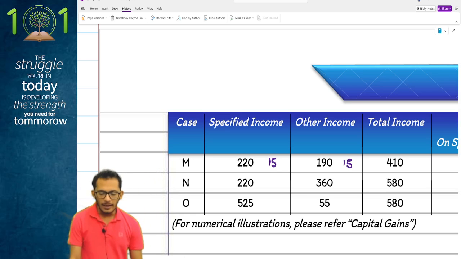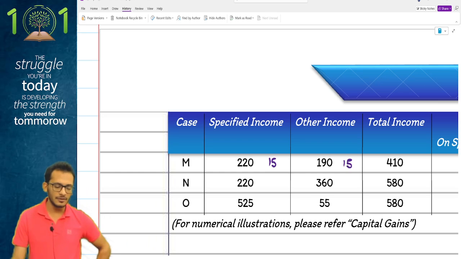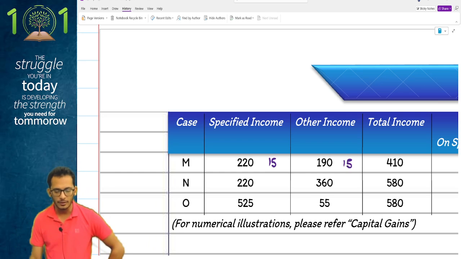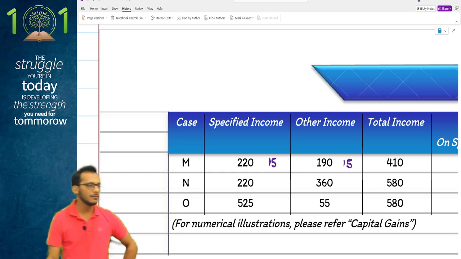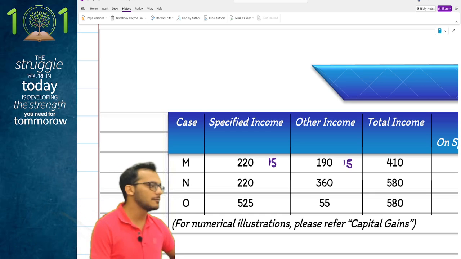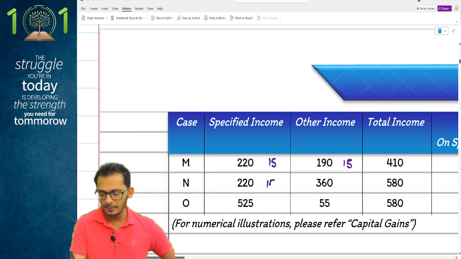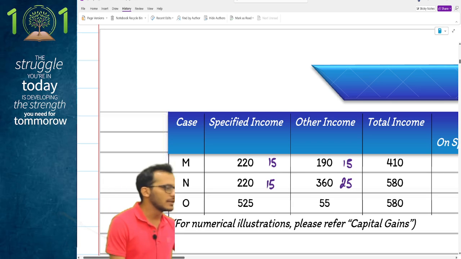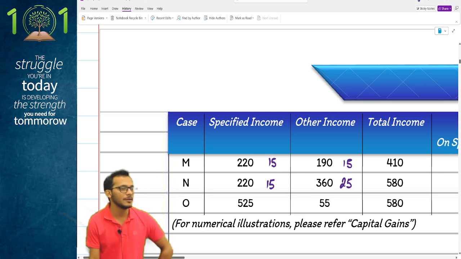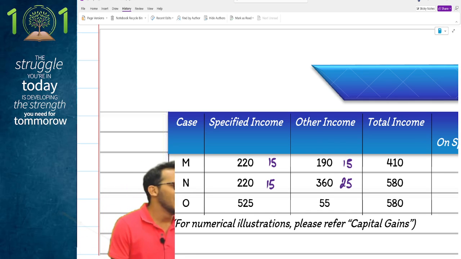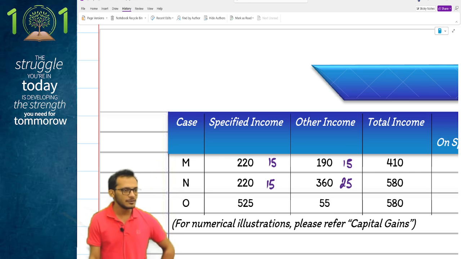Last two. I am saying, Rahul, my special income is 220, my other income is 360, my total becomes 580. I will split. If I am splitting, special becomes 15, other becomes more than 5, because I cannot give an impact to my other income because of this. Look at the last one. Think about it before you answer. Don't jump. Look at the last one.